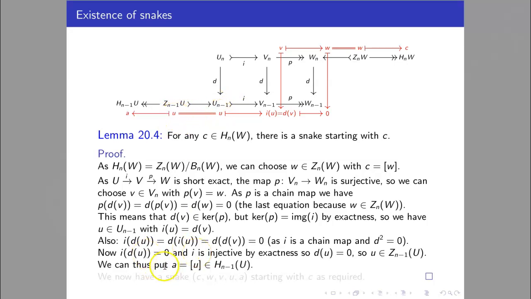Okay, and now to make a snake, a is supposed to be equal to square bracket u, but we haven't seen a already. We're free to choose what a should be, so we just define a to be square bracket u, and then that gives us the snake that we wanted. Okay. So we've proved that for any c here, we can fill in the w, v, u, a to make a snake.